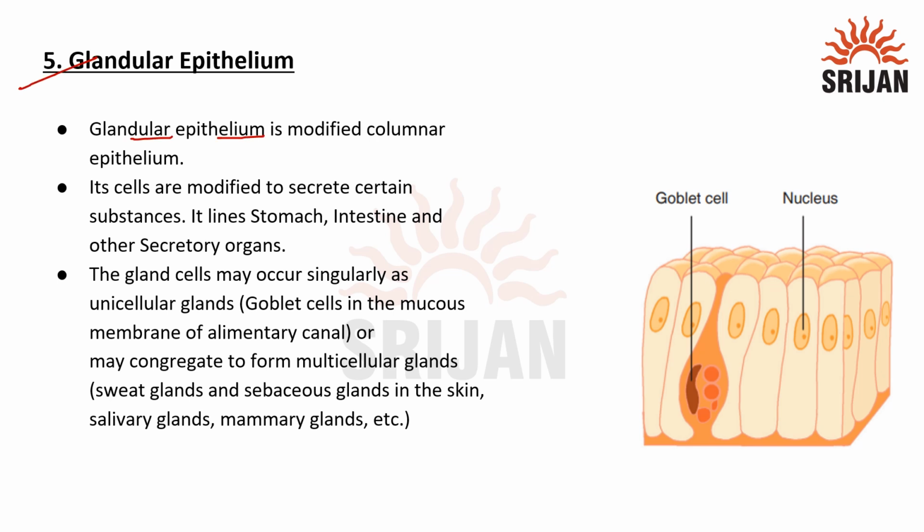The next one is glandular epithelium. Glandular epithelium is modified columnar epithelium. Its cells are modified to secrete certain substances, and it lines stomach, intestine, and secretory organs. The gland cells may occur singularly as unicellular glands like goblet cells, or they may congregate to form multicellular glands like sweat glands and sebaceous gland in the skin, salivary gland, mammary gland. Here we have the glandular epithelium, which is modified to secrete certain substances.